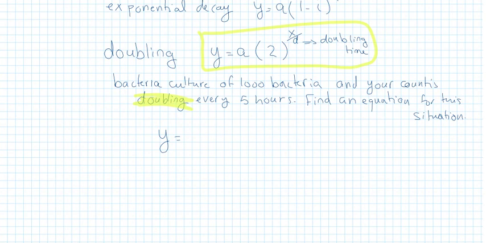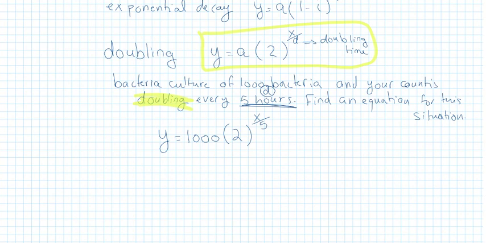It's doubling, so my base is 2, to the power of x over 5. Because that 5 is your doubling time, so that's your d value. Okay? This is my equation. I have y and I have x.